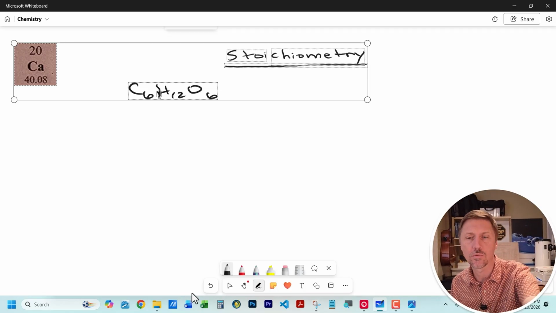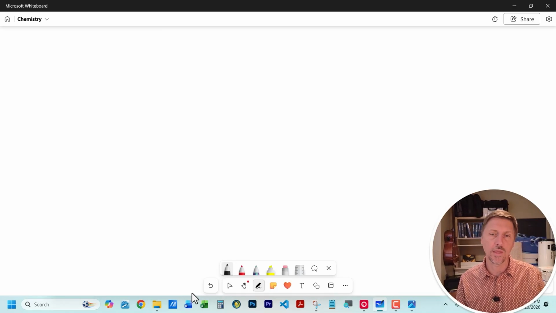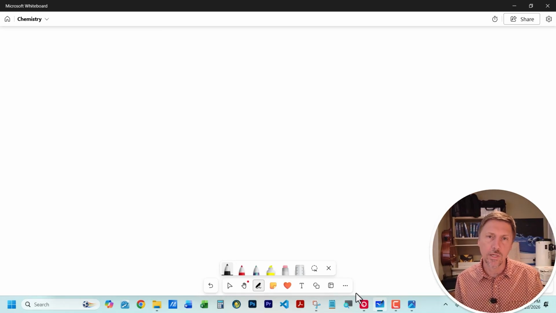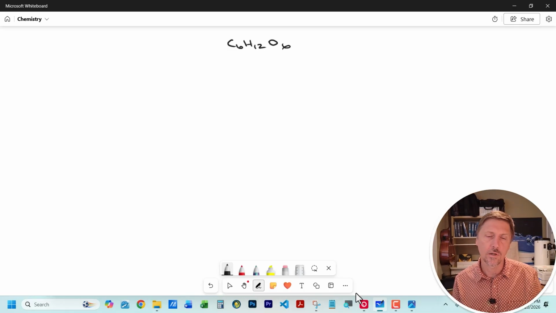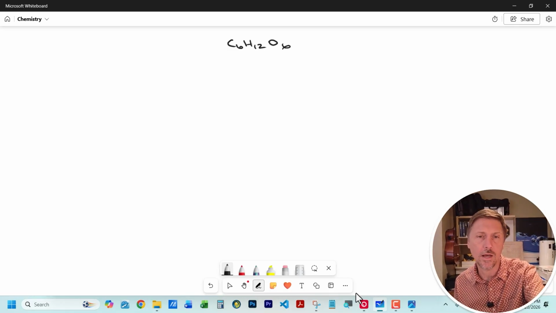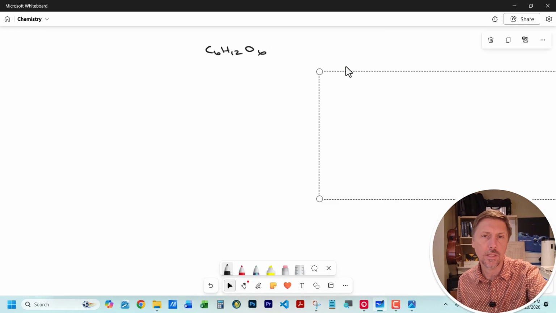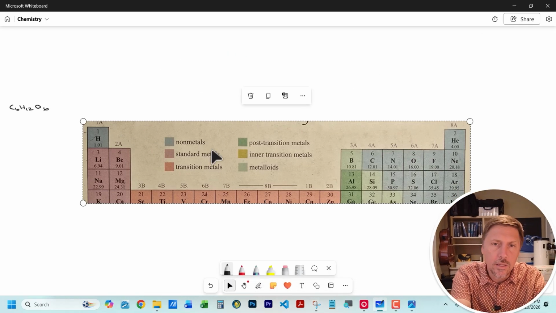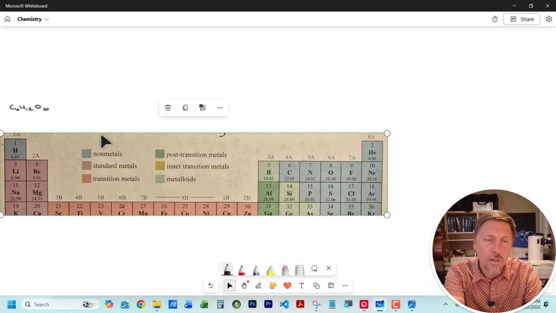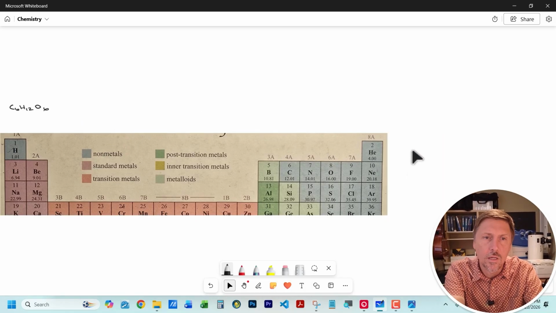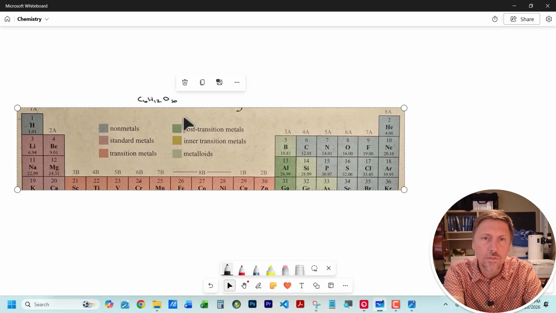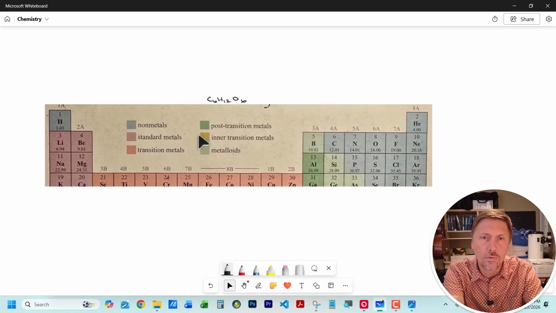Let me see if this will work. Cool, that does work. Again, what are we looking at? We're looking at C6H12O6. I've taken a copy of the periodic table that's in the front of the book, and we're going to copy that right here just so we can look at it.